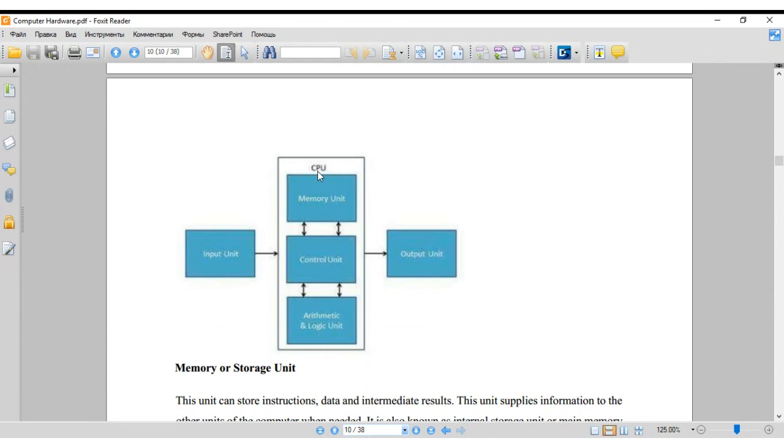And now you have an arrow from this border here towards the output unit. Why? Look at the direction of the arrow. It is used to output the information from the CPU. So in case you are requested to state the role of the CPU, you are supposed to come up with that diagram. Just look at it. You are supposed to come up with that diagram.